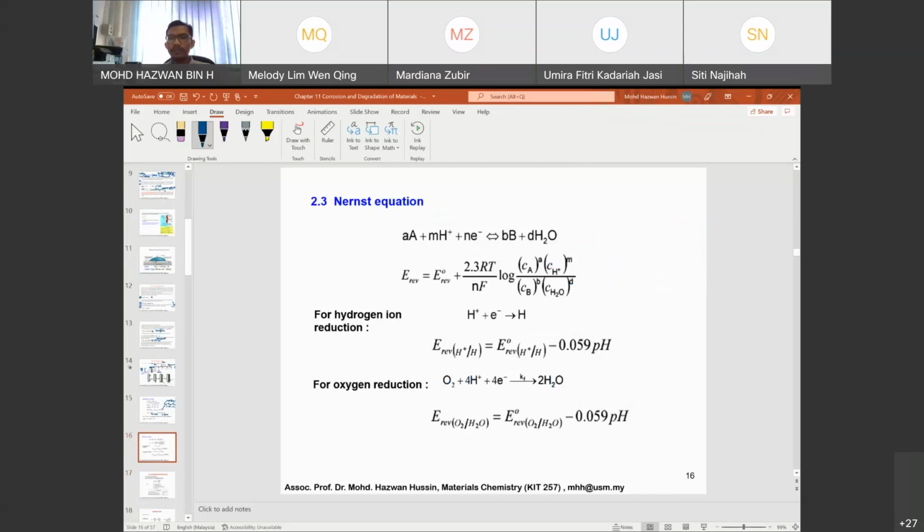So this is what I was talking about just now. If the process does not happen in the standard condition, not at 25 degrees, not at 1 atm, not at 1 molar, then you will use the Nernst equation to calculate the potential. A potential in a non-standard condition can be calculated as follows: E cell is equal to E naught cell plus 2RT over NF log product over reactant.